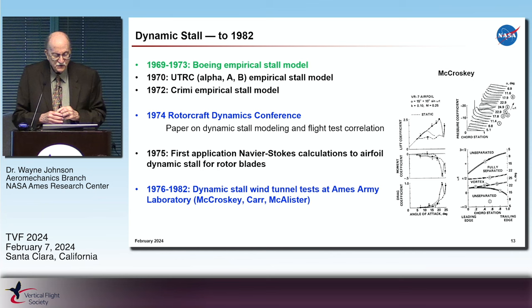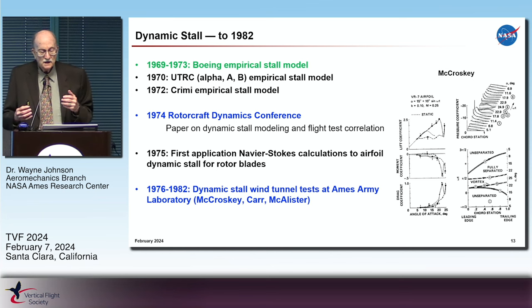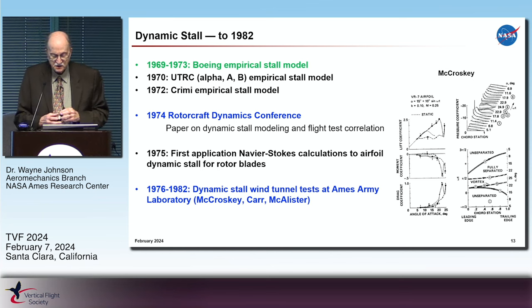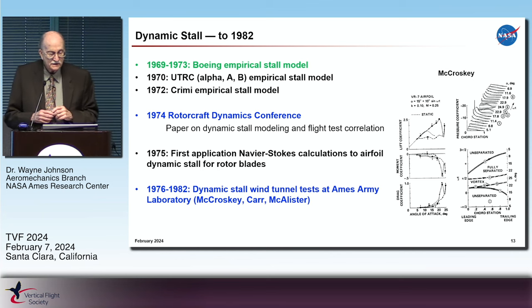Late 70s, early 80s, one of the milestones is a major series of tests at the U.S. Army Laboratory. This is by McCroskey, Carr, McAllister. The figure on the right there is from their work. Again, a series of tests where the data, besides supplying information that people can correlate with, helped to explain the phenomenon of dynamic stall, and I think that's the big contribution of that work. Owner Edlund empirical dynamic stall in 1980, again something that's still in use today, largely because it's thoroughly documented. 1984, another paper on dynamic stall modeling.